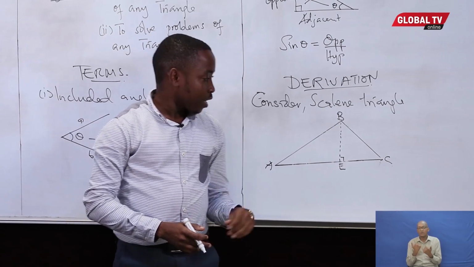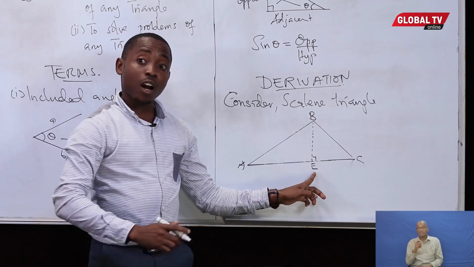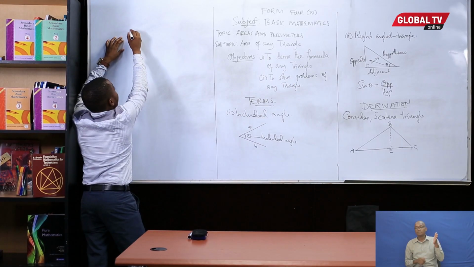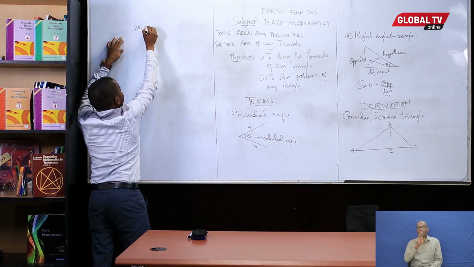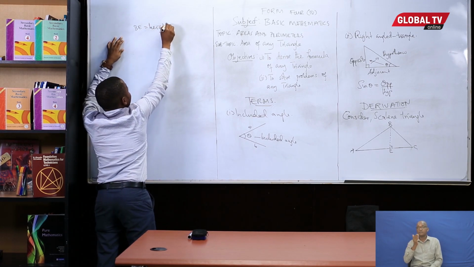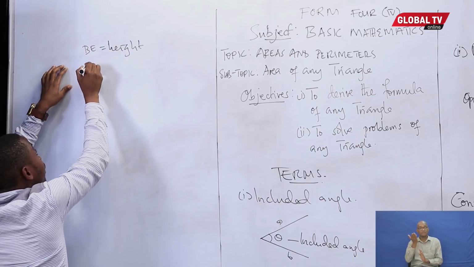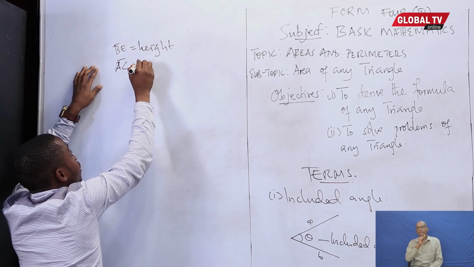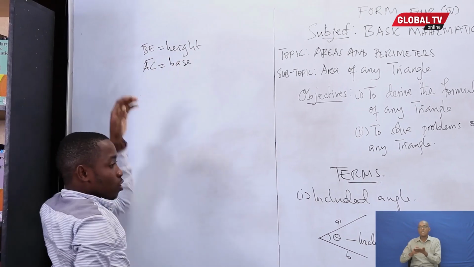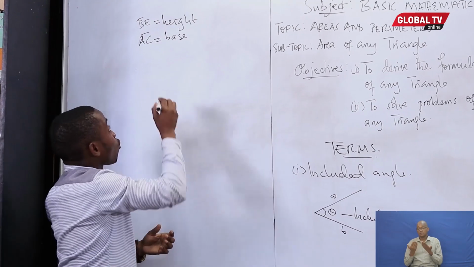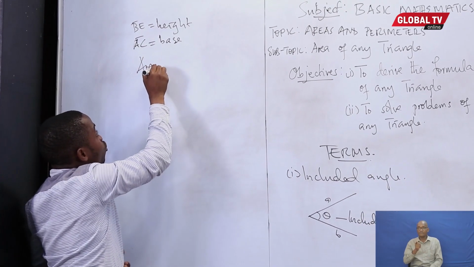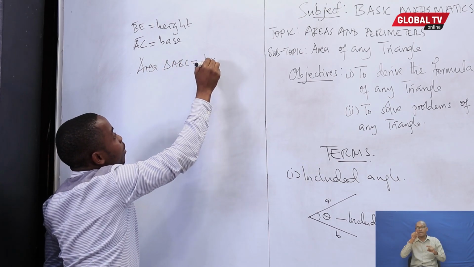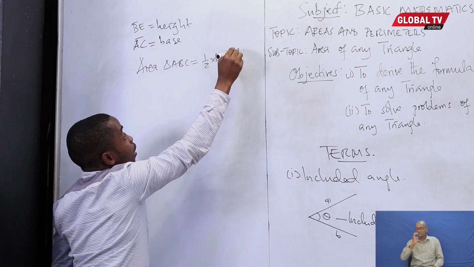Let us observe it. This BE is our height. Let me write in this part here. Given that BE is our height, and AC, this one, is our base. So from the concept that we have, we know that the area of the whole triangle ABC can be obtained by taking a half times base times height.